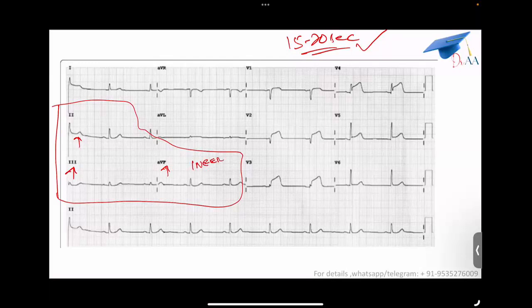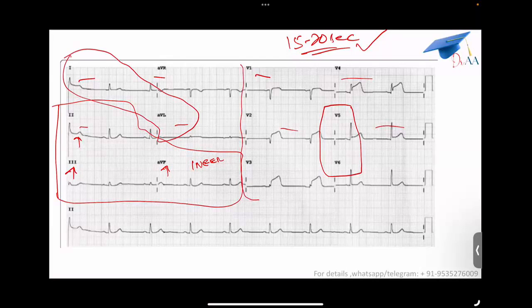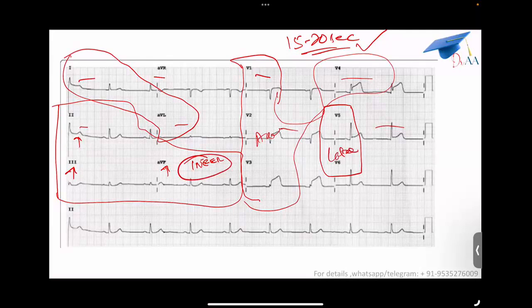Don't look at 1, AVR, V1, V4. Don't go in this pattern and then again in this pattern. Go in this pattern. 2, 3, AVF should be seen together. V5, V6 and 1 and AVL should be seen together. The rest of the leads, V1, V2, V3 and V4, should be seen together. Because this represents anterior, this represents lateral, this represents inferior. If you see the ECG in that way, you will recognize and pick up very fast. Once you pick up very fast, you know which part of the heart is involved and which artery is likely to be involved. So that will be the faster way to recognize in an examination.